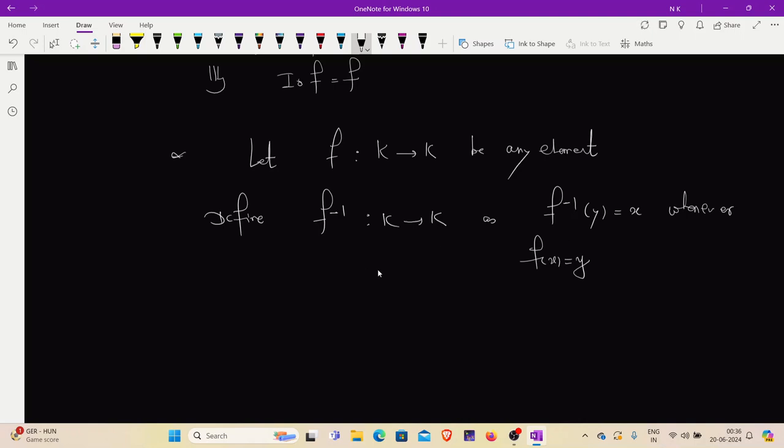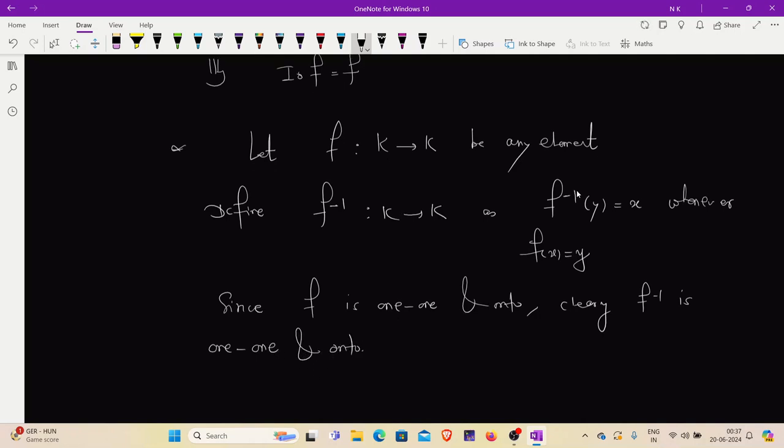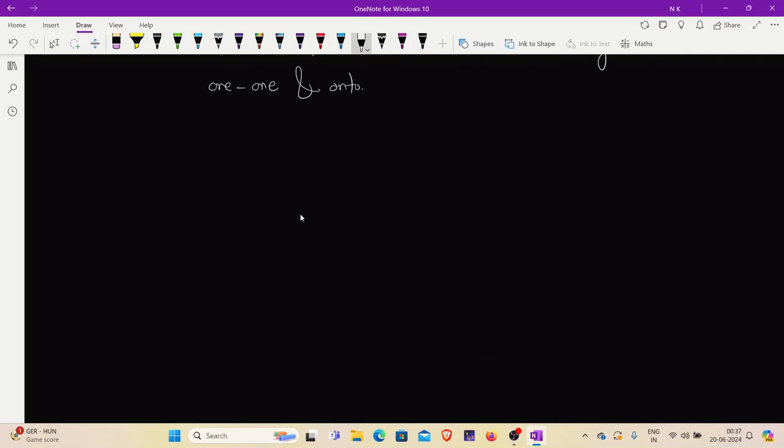Under this map, now we will prove that this particular map is one-one, onto and a homomorphism. It is not difficult to check that it is one-one and onto, because it completely depends on f, as we have defined it through f. So since f is one-one and onto, clearly f inverse is also one-one and onto. Now it remains to show that f inverse is a homomorphism, right?